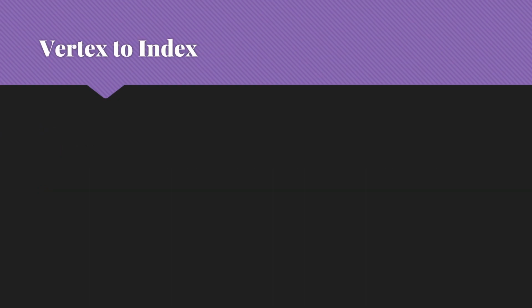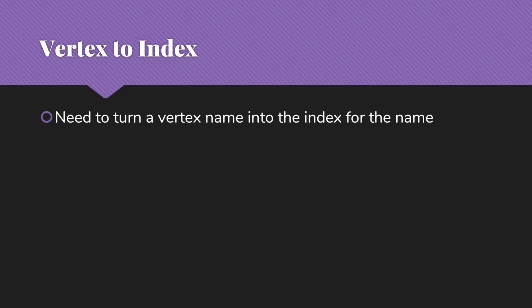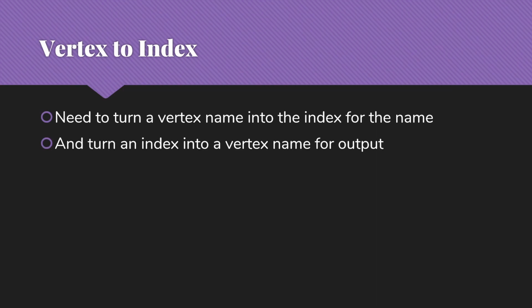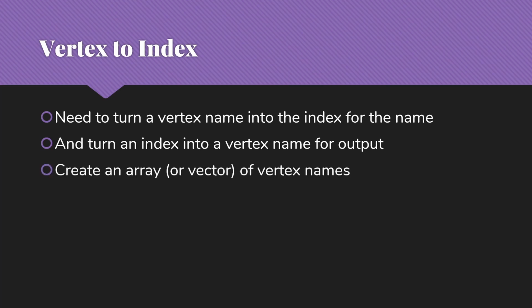Before we get into the specifics of each of these, we do need to think about this whole question. How are we going to get from a vertex to an index? We can see we have arrays here where we have one spot per vertex, but my vertices are names, strings. So how do I turn that into an index? And then when I'm ready to output information about a vertex, how do I turn the index back into the vertex name? So the answer for this is that we're going to create an array or vector or array list of vertex names.